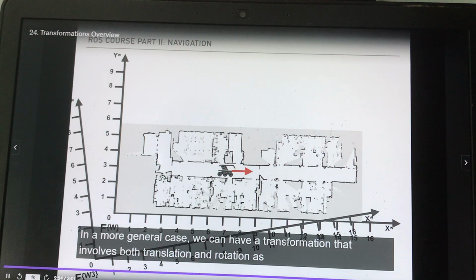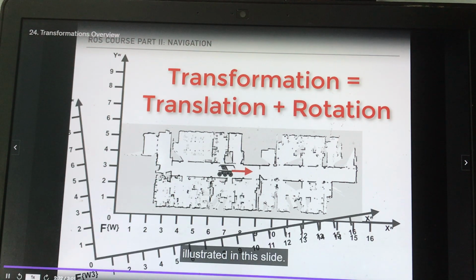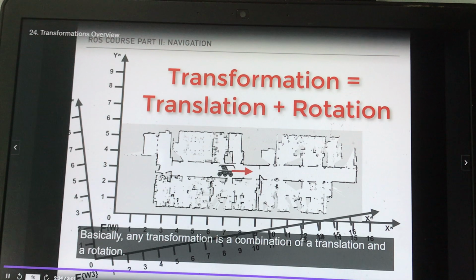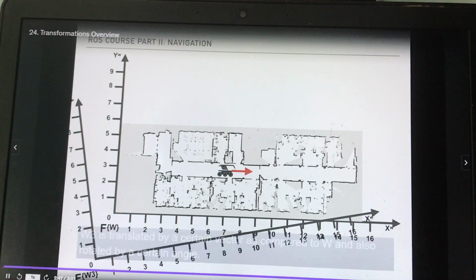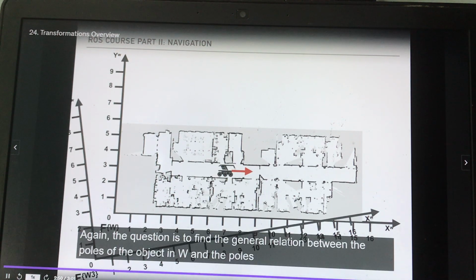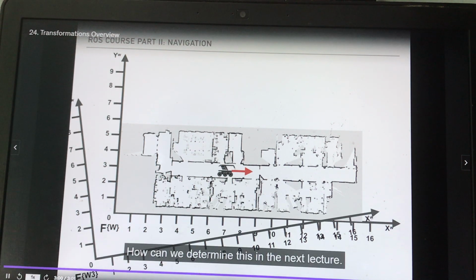In a more general case, we can have a transformation that involves both translation and rotation, as illustrated in this slide. Basically, any transformation is a combination of a translation and a rotation. W3 is translated by a certain vector as compared to W, and also rotated by a certain angle. Again, the question is to find the general relation between the pose of the object in W and the pose of the object in W3. Let's look at how we can determine this in the next lecture.